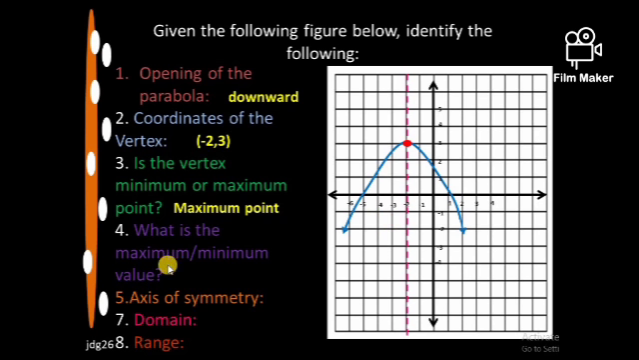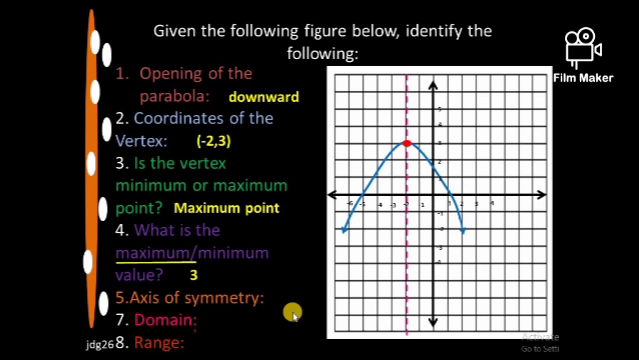Next, what is the maximum or minimum value? Since the vertex is the maximum point, therefore, the maximum value is, so tingnan niyo lang kung ano yung value ng y dun sa vertex. So we have 3. Therefore, the maximum value is positive 3.